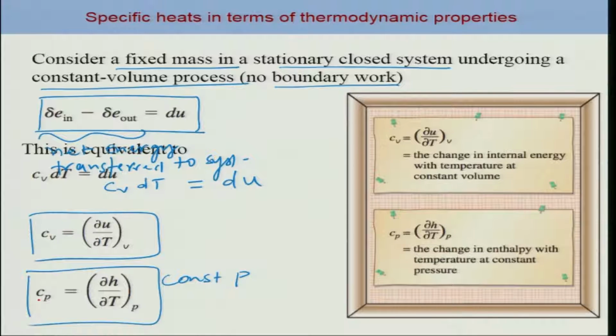So the definition of Cv would be the change in internal energy with temperature at constant volume. It's a partial derivative of internal energy with respect to temperature, and for the case of Cp, it is the change in enthalpy with temperature at constant pressure.